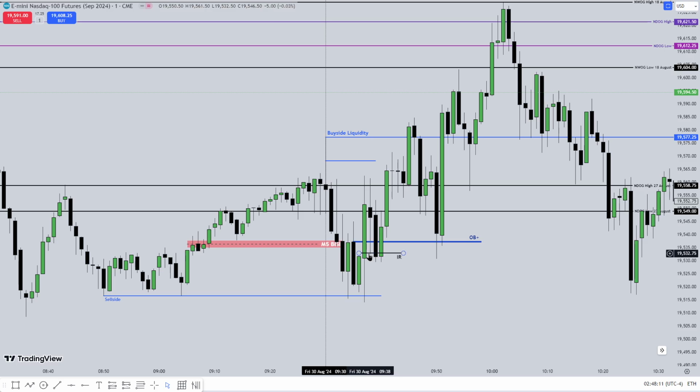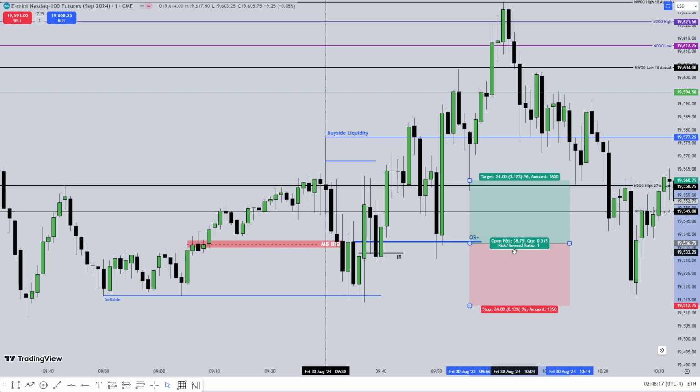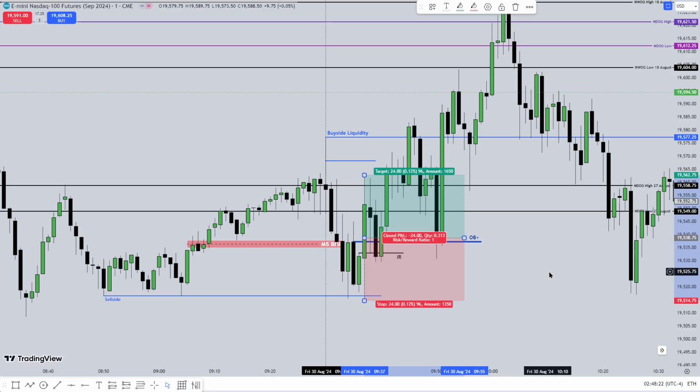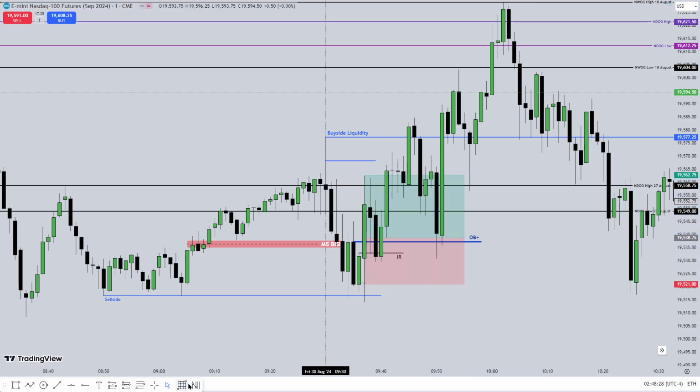When the market touched this wick, I entered. I pressed my button because I was bullish. So I pressed my button at around this level, and my stop loss was just below the mean threshold of this order block. What was the mean threshold?